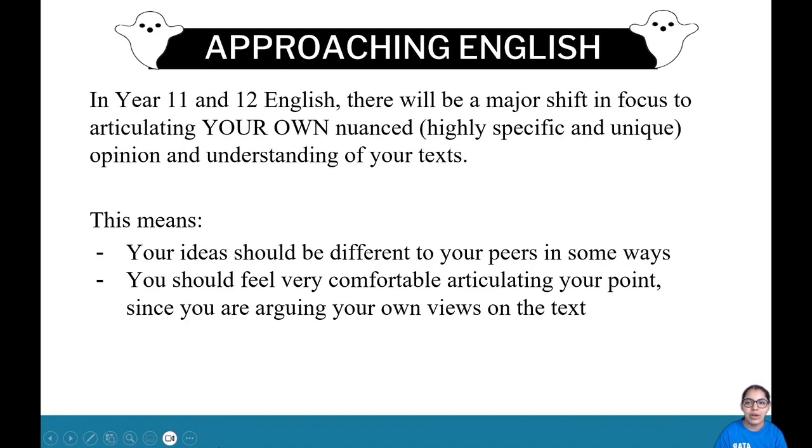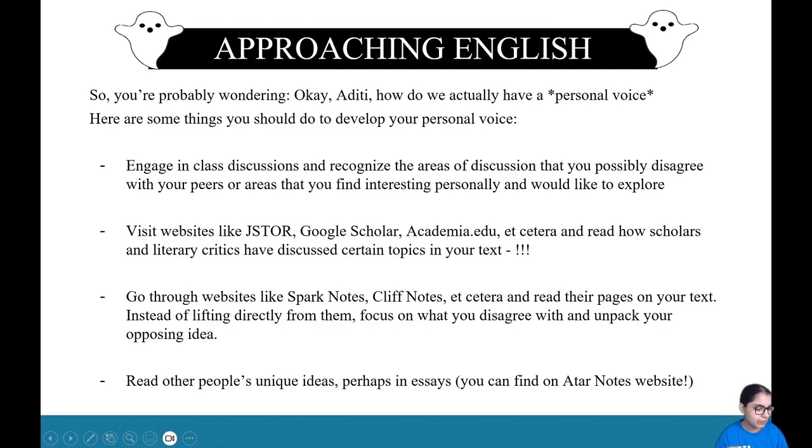So really, really important. And again, it doesn't matter if you're doing advanced or standard. This is the key to a band 6 essay for both advanced and standard. Having a personal voice, that is the key.